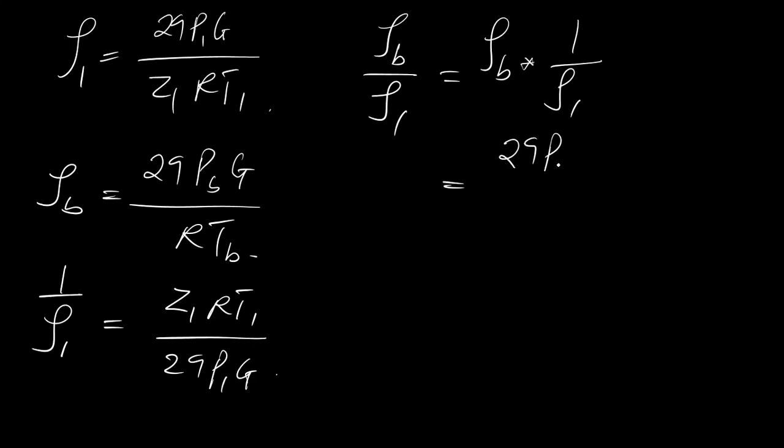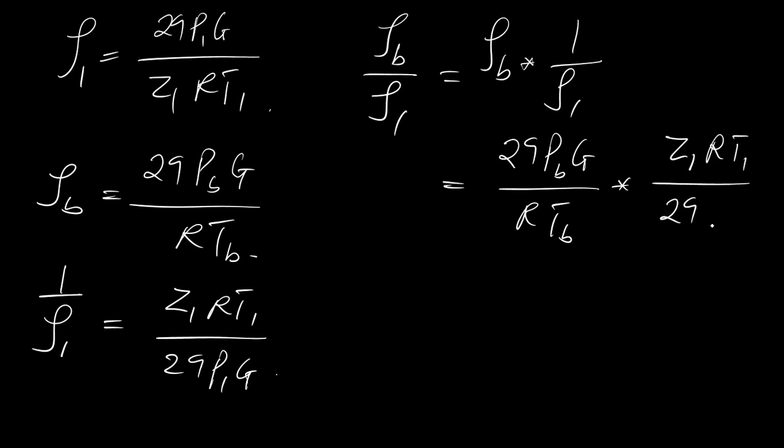29 Pbg all over RTV times Z1 RT1 all over 29 P1G. So see, this is the inverse of density at the inlet, which is this. So that is what I used here.